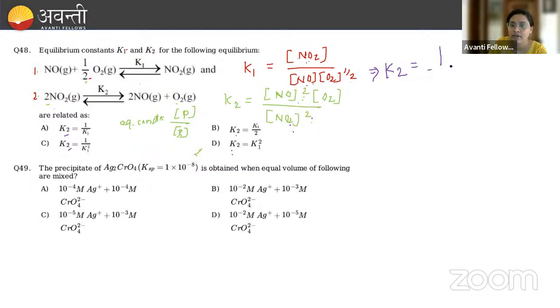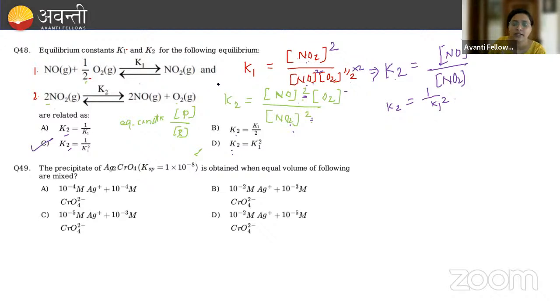So if I take the inverse of K1, what will you get? NO2 will be here, and the divided terms will go to the numerator. What are the divided terms? NO concentration and O2 raised to half. But here 2 is present, here half is not present, and here 2 is present. So K2 is nothing but 1 upon K1 square. If we square K1, we will get 2 here, and multiplied by 2 means you will get 1. So what is the answer? K2 is equal to 1 upon K1 square.